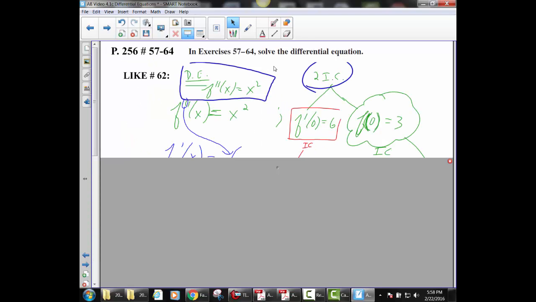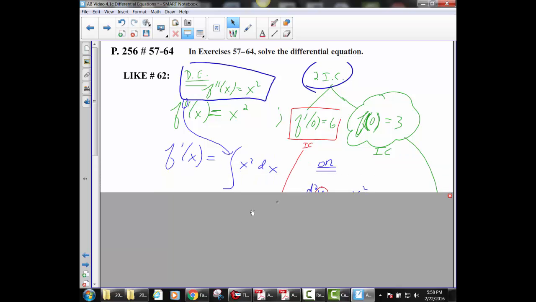Okay, in 57 through 64, it says solve the differential equation. Now, in this particular case, they're giving you what's called a second order differential equation, because the differential equation they're giving you is a second derivative, not a first derivative. As a result, they have to give you two initial conditions, one about f prime at a number and the other one of f at a number.